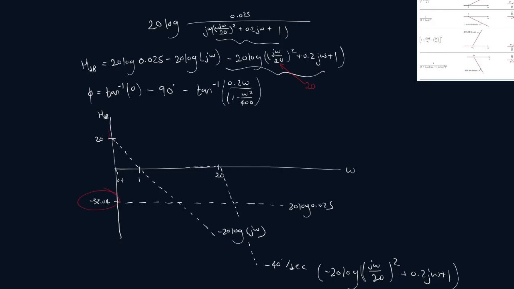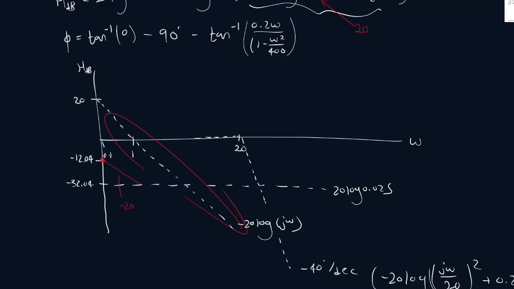So let's add these two up first so we know where to start. So 20 minus 32.04, that's minus 12.04. We're going to be starting here. We immediately start going down with a slope of minus 20. The slope for this is supposed to be minus 20 degrees per decade. So we go down with a slope of that value, and we just continue until we hit 20. That's when we have to take this one into account.